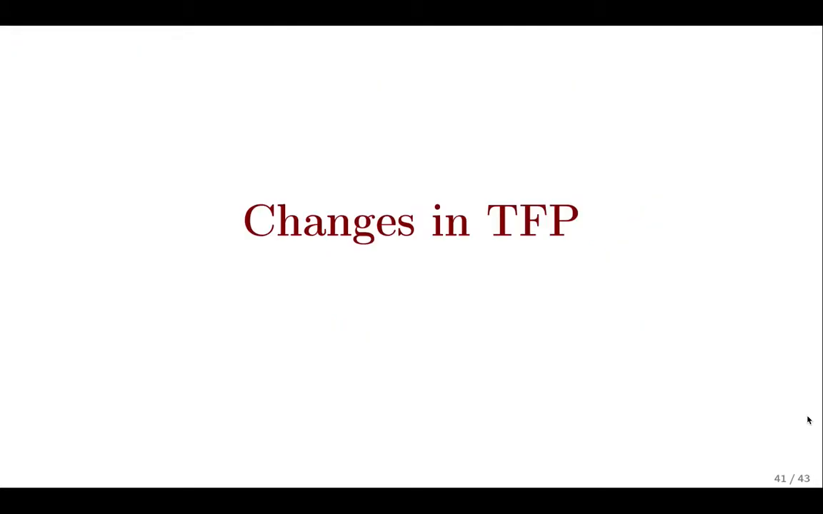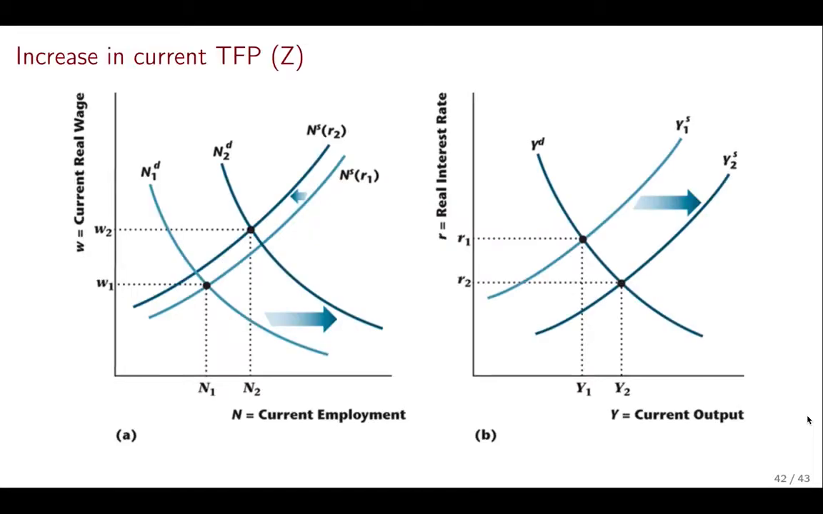Now, what happens if something happens to the economy? Say a change in TFP. If there is a change in current productivity, that's the variable Z, a number of graphs are going to move, a number of lines have to change. The first thing that we notice is the following. Because productivity is higher now, we know that labor demand is going to increase. Also, for any given value of labor, we're also going to produce more than we did before.